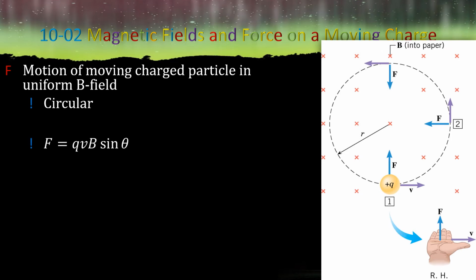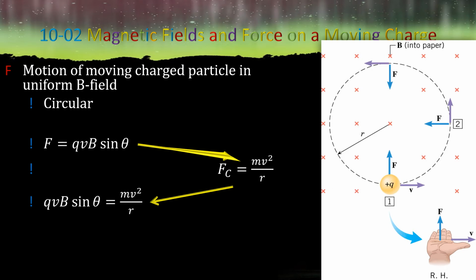Here the magnitude is qvB sin theta. This centripetal force will equal mv squared upon r, as you know that. That's why we are equating these two forces and finally get qvB sin theta equal to mv squared upon r. Finally, r, that is the radius of the circle, will equal mv upon qB.